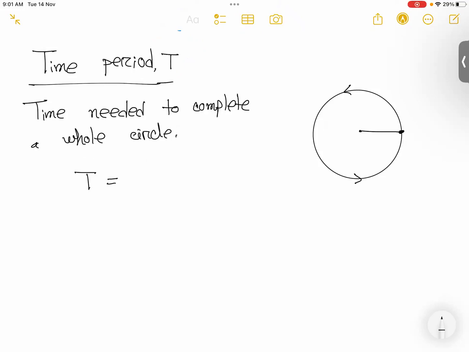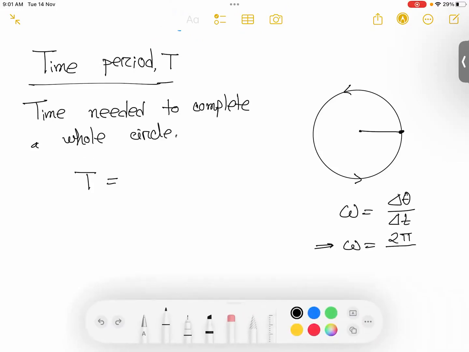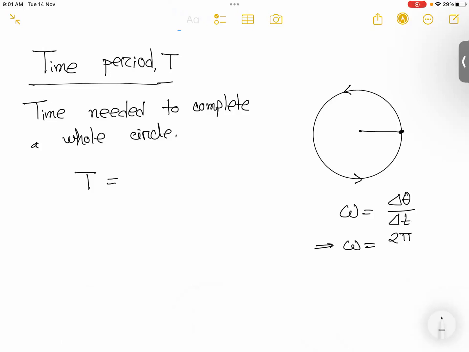And since you know that omega is delta theta by delta t, যদি পুরো সার্কেলটাকে একবার ঘুরে আসে তাহলে কতটুকু অ্যাঙ্গেল ট্রাভেল করবে বলো তো? It moves the whole circle, 360 degree, or in radian it's twice pi. And আমরা ওই টাইমটাকে ডিফাইন করছি T হিসেবে. So we say that T is basically equal to twice pi by omega.